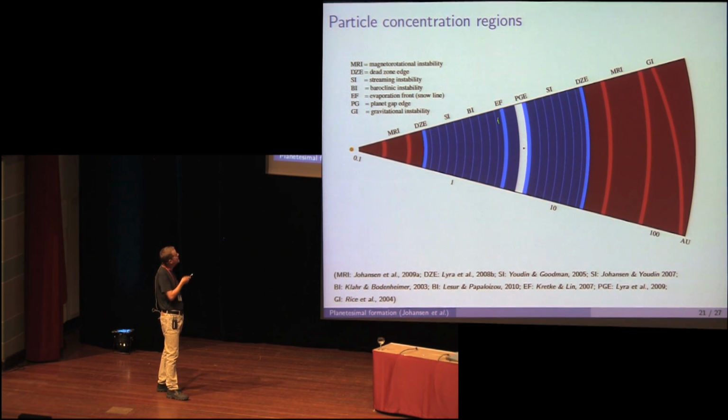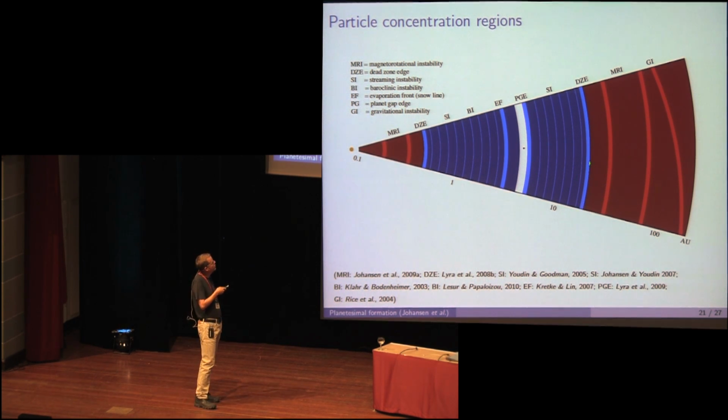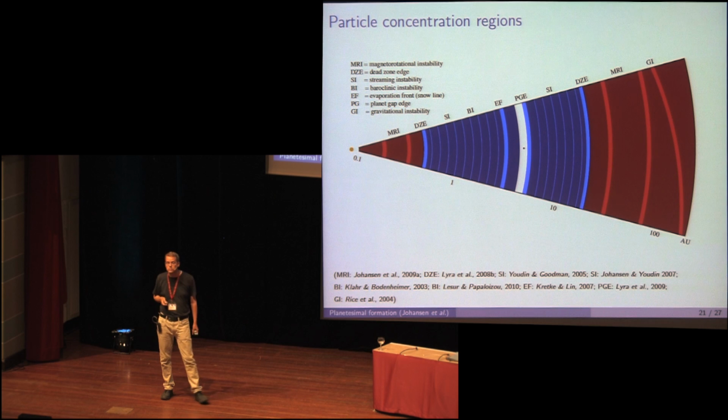We can have, even at the ice line, an increase in the ionization, which makes a pressure bump at the ice line. We can have a planet, which makes a gap, and a pressure bump on the outside. And when we go out of the dead zone again, then we have the MRI active regions out here with the pressure bumps, and even out beyond 100 AU, the disk may be gravitationally unstable.